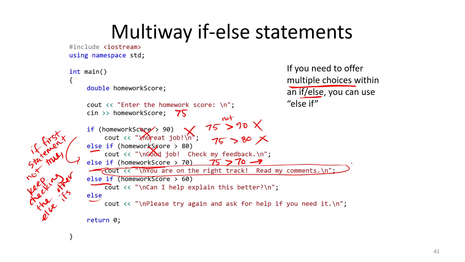And then notice after that, we're done. These statements will only trigger if the earlier statements weren't already true. So we only make it all the way to the bottom of these else ifs if our homework score is greater than 60, but not greater than 70.